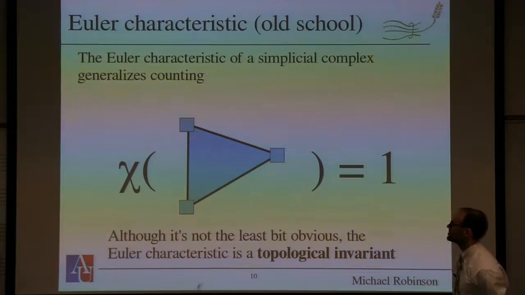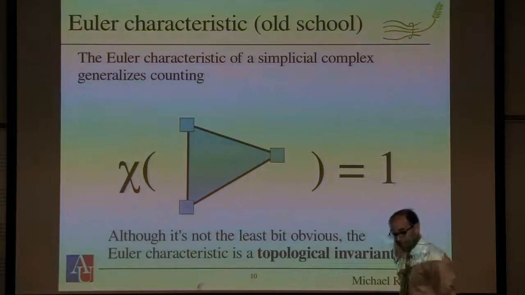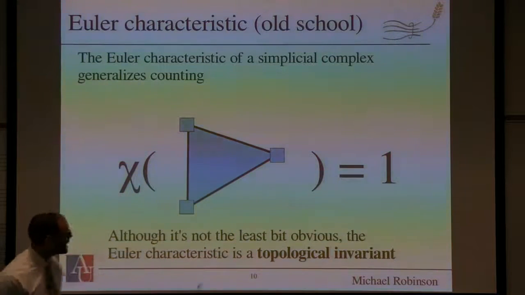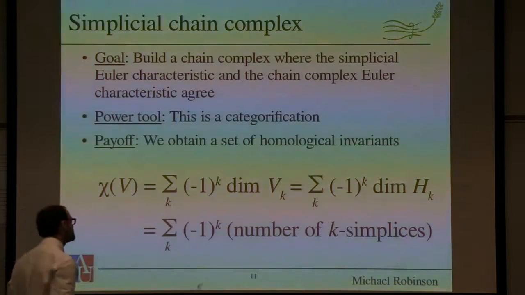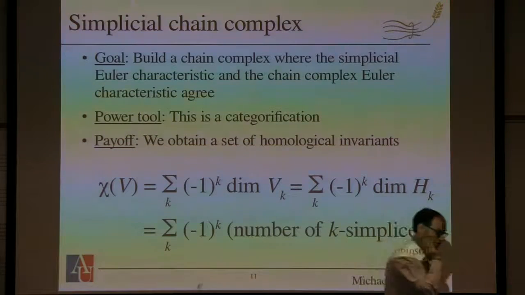The right way to do this is to show that actually it's homology, and that homology is a topological invariant. And even that is not easy. But this is the path that we'll take. So what we're going to do is we'd like to say, well, this is the alternating sum of the number of k simplices. That's the Euler characteristic I just defined for you.